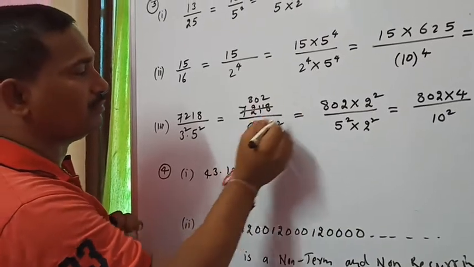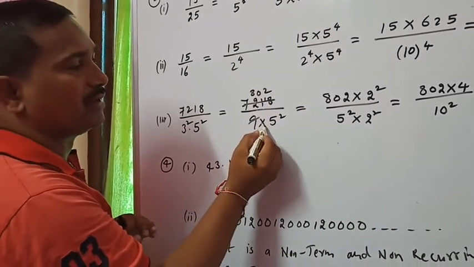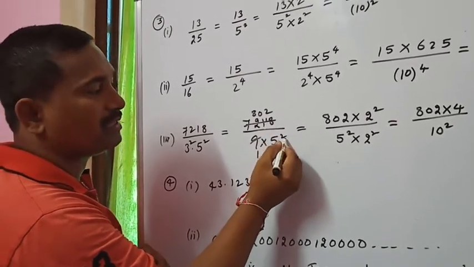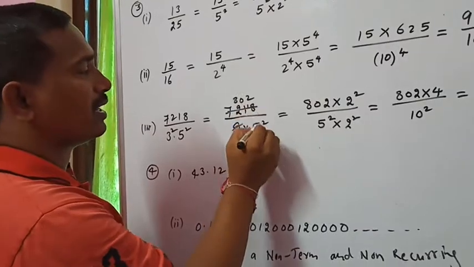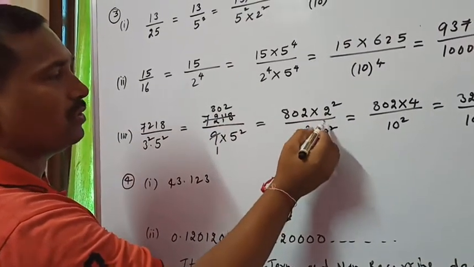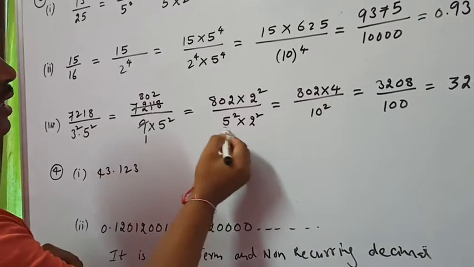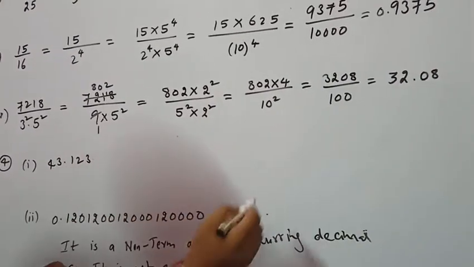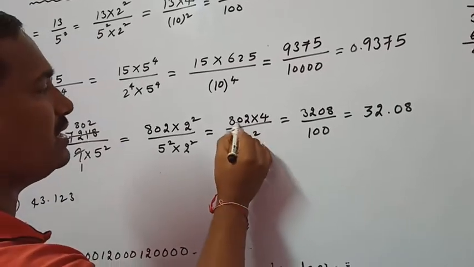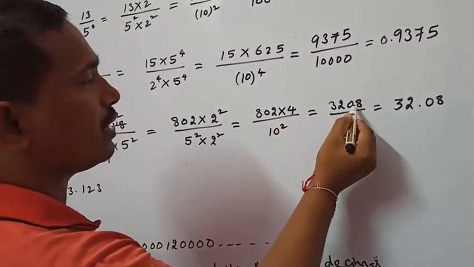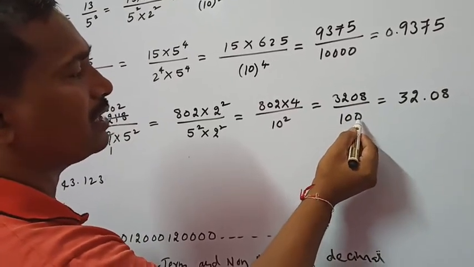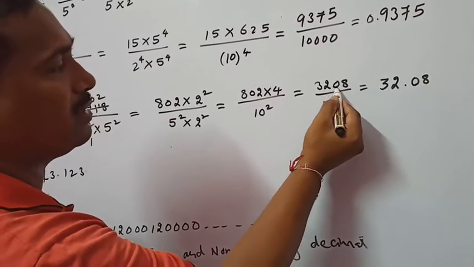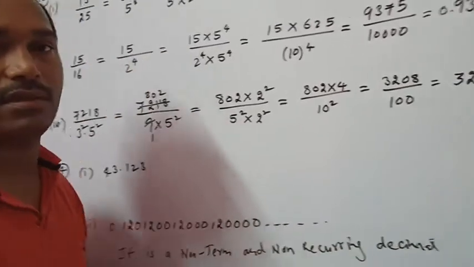Now 802. The denominator is 1 into 5 square. Here 5 square, 5 power n, multiply with 2 power n. 5 square means multiply with 2 square. Multiply numerator and denominator with 2 square. 2 square value is 4. 5 square into 2 square, 5 twos are 10, 10 square is 100. So 802 into 4 is 3208 by 100. Here the denominator has 2 zeros, 2 digits before the point, that means 32.08.